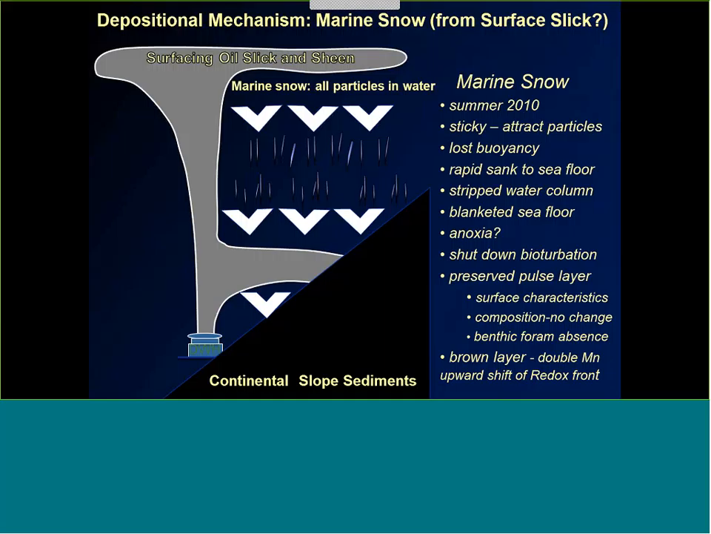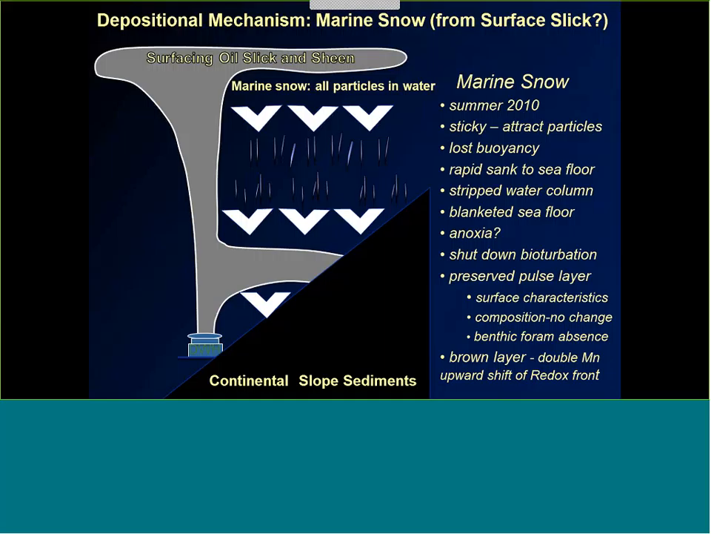But also, it can shut down bioturbation, which we noticed, and therefore preserve the pulse layer, at least preserve it to what we have today. And this is supported by the sea surface characteristics in that surface sediment layer. It also supports the fact that there's no change in mineralogical composition. What it did was just strip the water column of all the natural particles that would have settled out at that spot anyway. It just settled out much more rapidly.